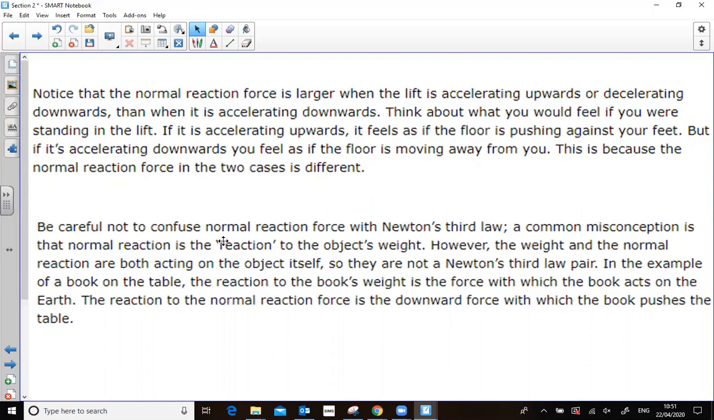Now be careful not to confuse normal reaction force with Newton's third law. A common misconception is that normal reaction is the reaction to the object's weight. However, the weight and the normal reaction are both acting on the object itself, so they are not a Newton's third law pair. Because in Newton's third law, you must have the force acting on two different objects. In the example of a book on the table, the reaction to the book's weight is the force with which the book acts on the earth. The reaction to the normal reaction force is the downward force with which the book pushes the table.